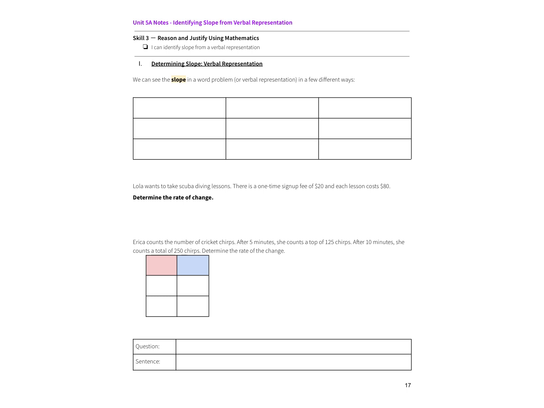These are your Unit 5A notes identifying slope from a verbal representation. So like we've said, slope is a rate of change or a consistent pattern. And so we will be able to identify the slope from word problems.